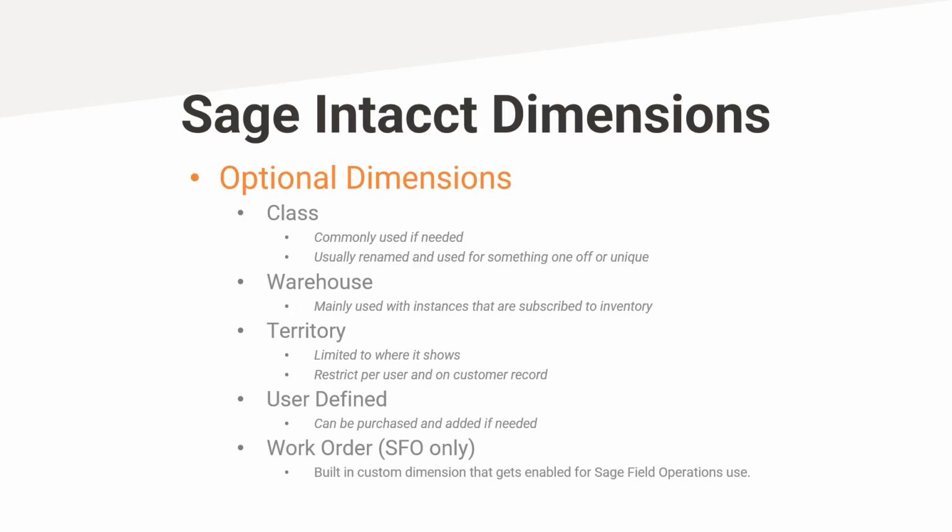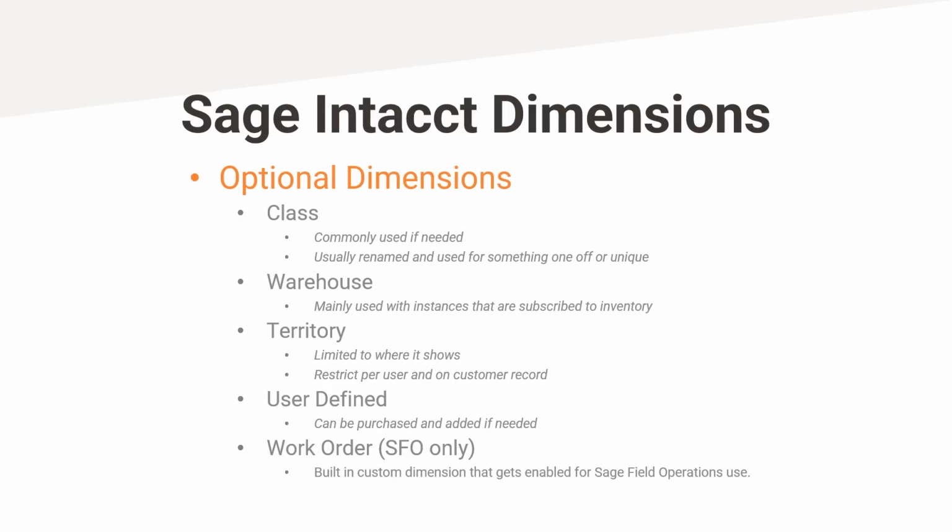Final dimension I have here on the list is the work order dimension. You won't see this out of the box in the core subscription to construction or general business. You will see it if you are subscribed and have purchased the SFO module, which is the Sage Field Operation for service. And if you do subscribe to SFO, eventually, depending on where you are in your deployment, you're going to see another dimension. It's pretty much a custom dimension built in for you called work order.